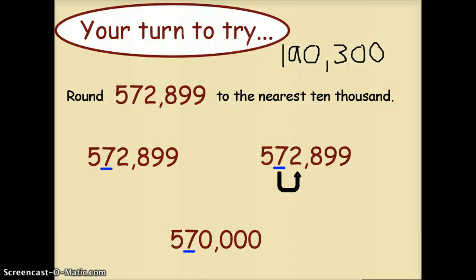Here's another example. When we round 572,899 to the nearest 10,000, we're going to underline the 7, and we're going to look at the neighboring digit, the 2. The 2 does not get the car over the hill, so the 7 is going to stay the same. Everything after the 7 is going to become a 0. So our final answer would be 570,000. Much simpler.